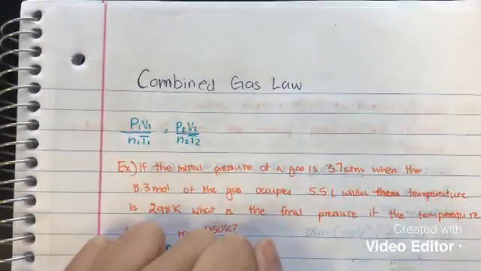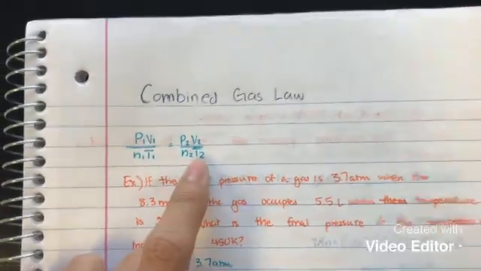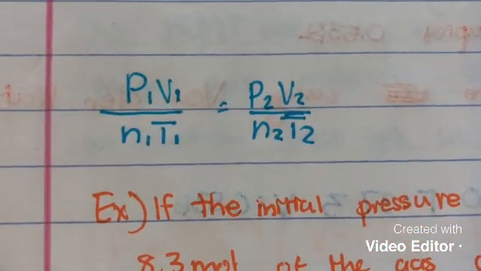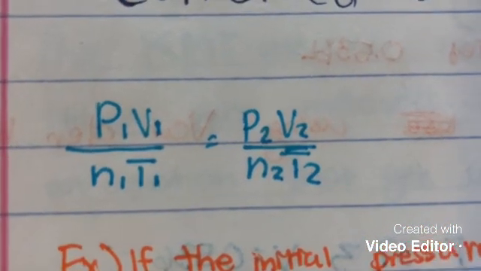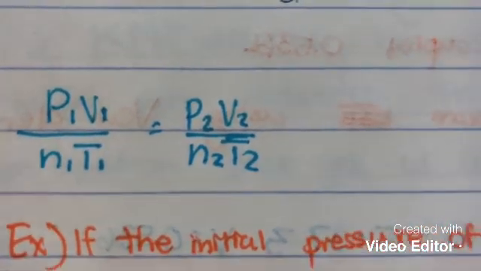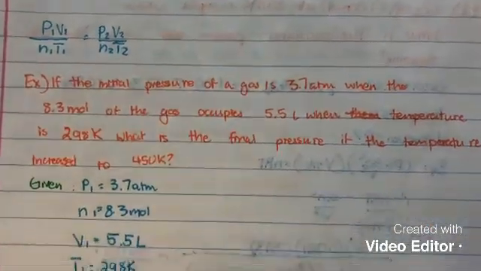In this video, we're going to be talking about combined gas law. In combined gas law, there's an equation for it, so we're going to look at it right now. Initial pressure times initial volume divided by initial moles times initial temperature equals the final version of it. And we use that to solve for combined gas law problems.